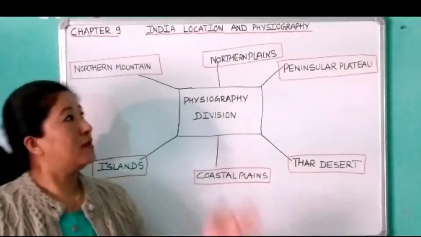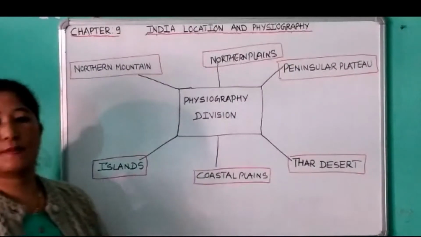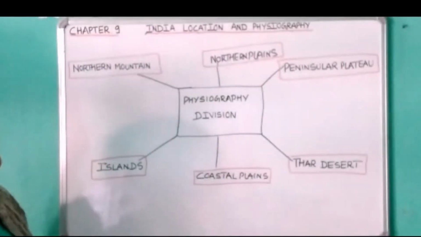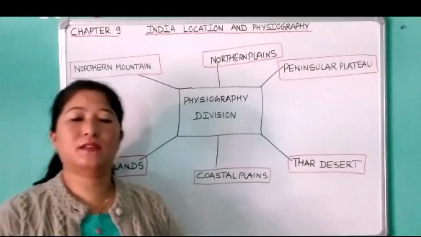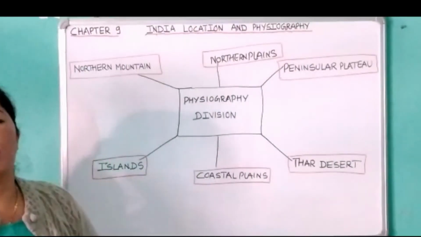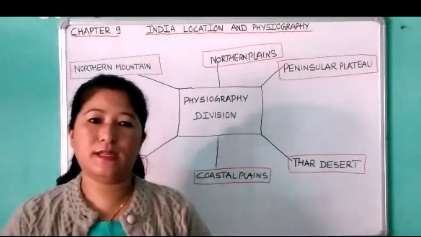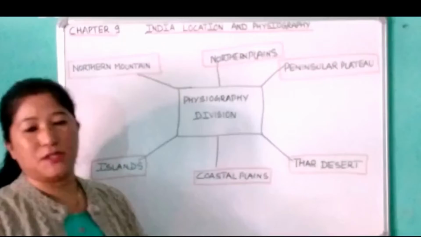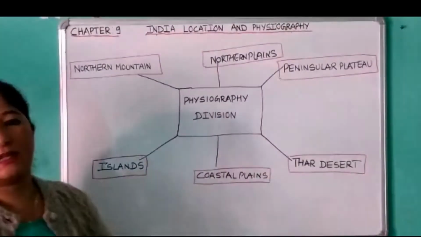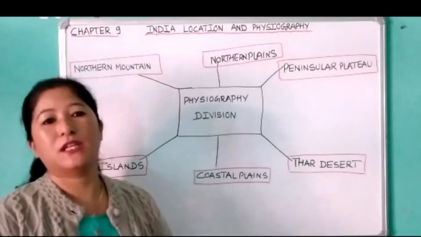Children, here is a continuation of the same chapter, chapter number 9, India: Location and Physiography. In the previous class I had already explained to you about the location and the extent of India. Today you are going to learn about the physiographic divisions. India is divided into 6 physiographic divisions.